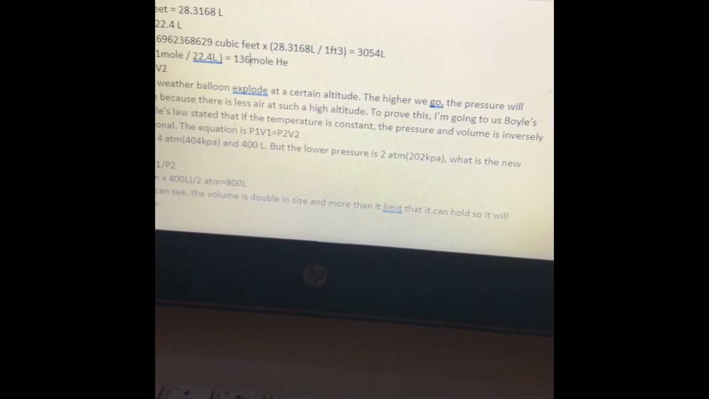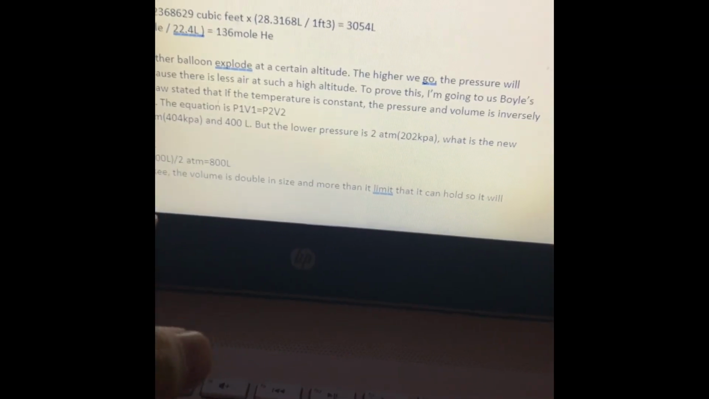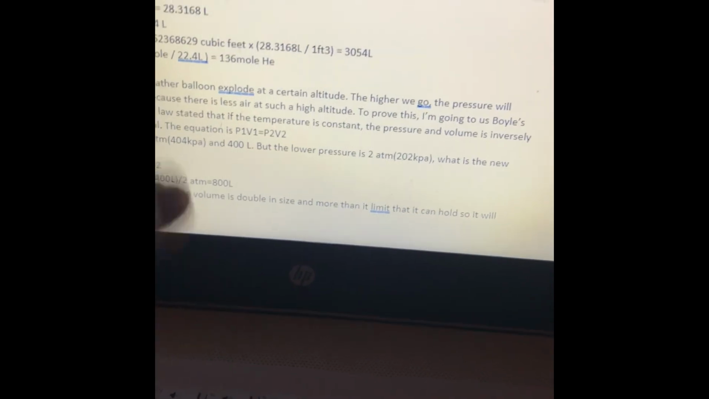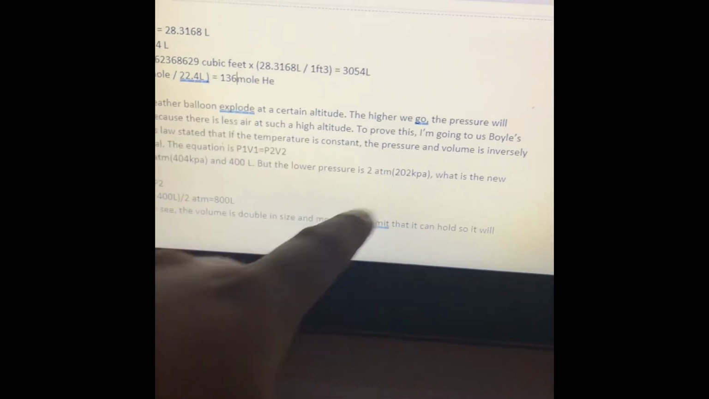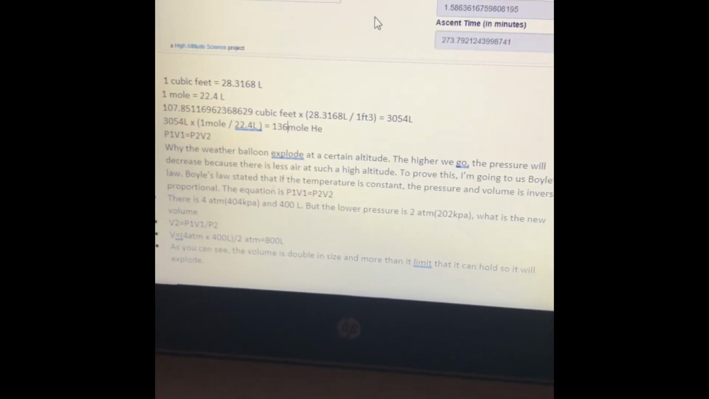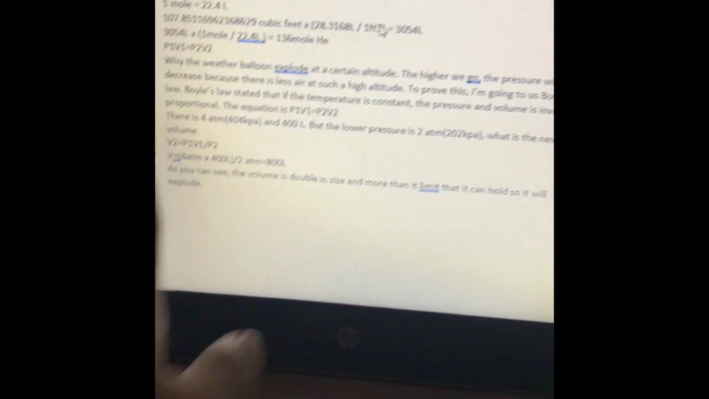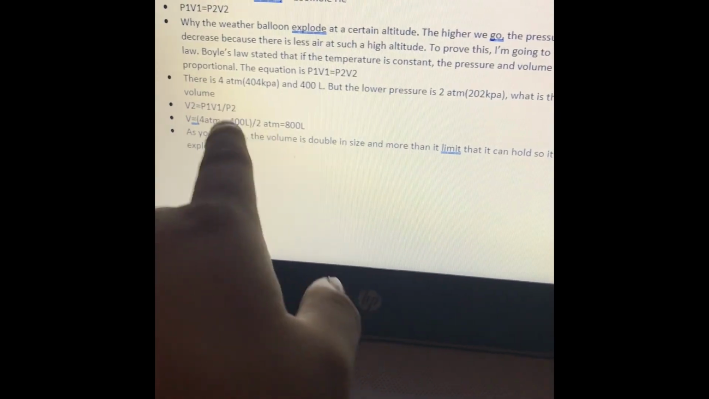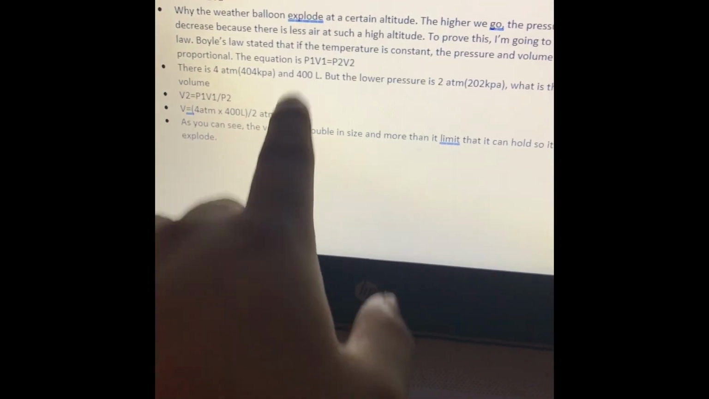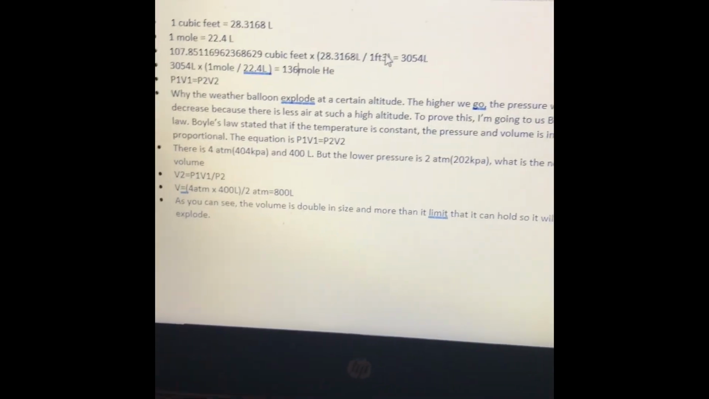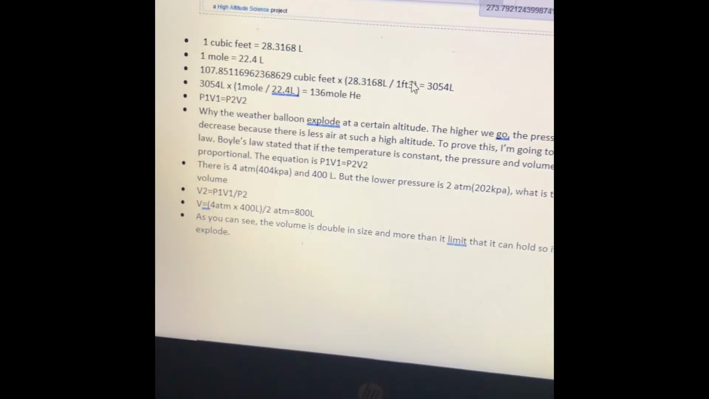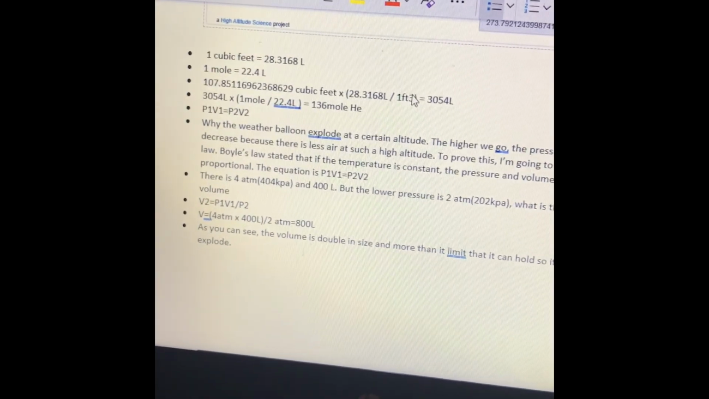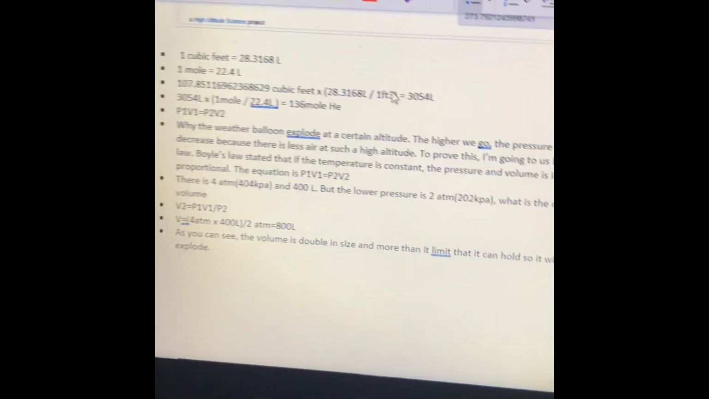So let's say I have 4 ATM, around 400 kPa of pressure, and I have 400 liters to start. But then the pressure dropped to 2 ATM or 202 kPa. What is the new volume? As I subbed it in, as you see, the volume doubled in size. So this works with the balloon. When it goes up, the pressure decreases, so the volume increases. It increases to double the size, which is more than the limit, and for sure it's going to break. That's it.